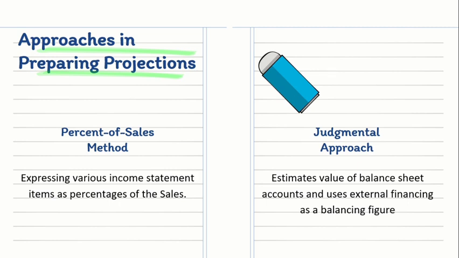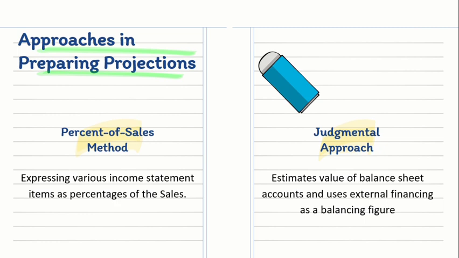We have first is the percent of sales method, wherein you express various income statement items as percentage of our sales. So, usually, ma-use ni siya in projecting our income statement. Then, we also have the judgmental approach, which estimates value of balance sheet accounts and uses external financing as a balancing figure. So, usually, magamit ni siya on our balance sheet accounts.